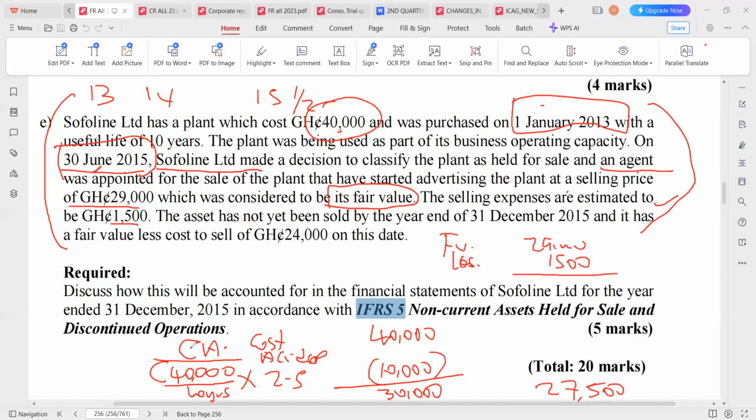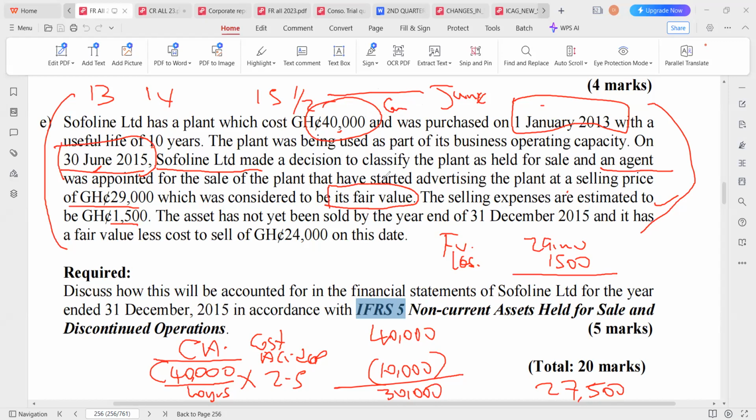What happened is that we have to depreciate the asset up to the date you changed your mind. We can't depreciate the asset for the entire year. It's against the IFRS rule. The depreciation should end. That is why we depreciate the asset for 2.5 years, because in 2015 we changed our mind exactly in June. So depreciation for 2015 should be only 6 months.